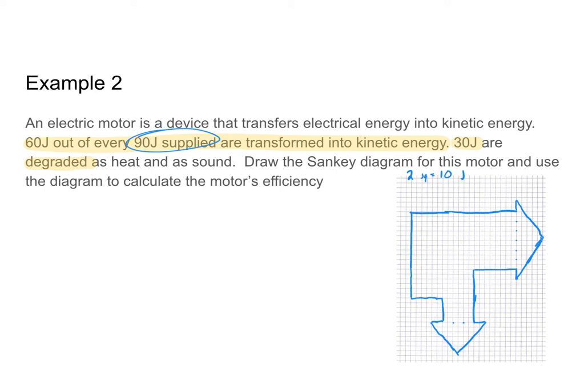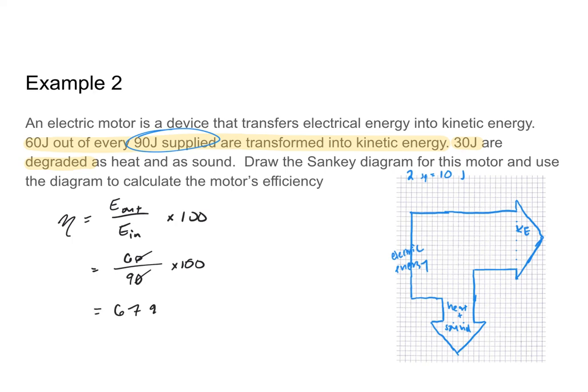Now the last thing I want to do is write what each part is. So here we have this labeled as heat and sound, and pointing off to the right we have our kinetic energy, and for input we have electricity, so electric energy. Now that I have my Sankey diagram drawn, I can do my calculations. I'm not going to go through the guess method, I'm just going to do it. I know that eta is equal to energy out over energy in times 100. My energy out is 60 joules. My energy in is 90 joules, times 100. So exactly 2/3 of my energy is being transformed. Thus my efficiency is approximately 67%.